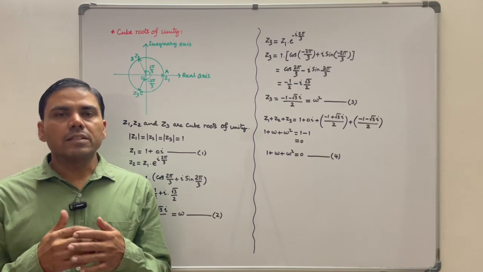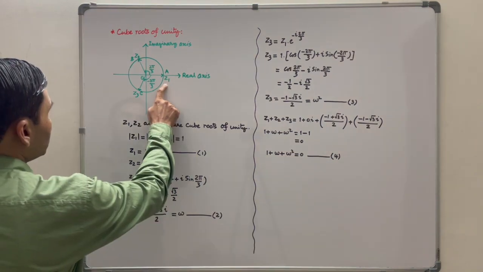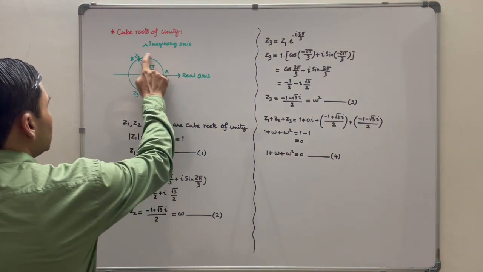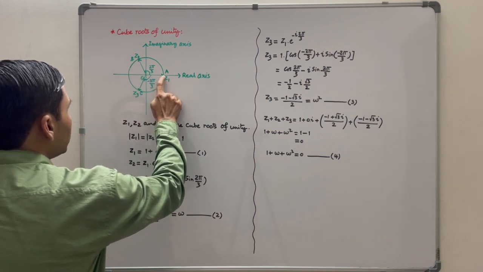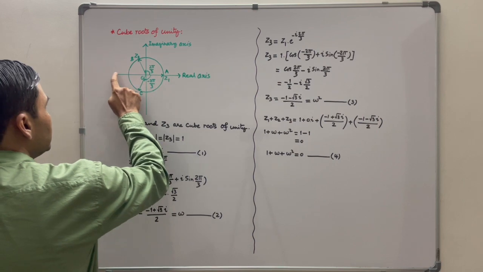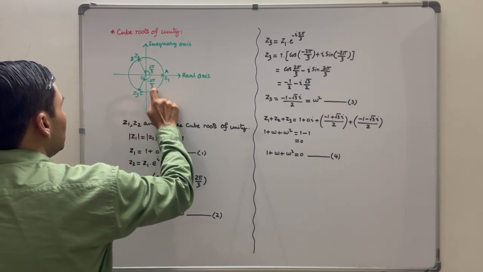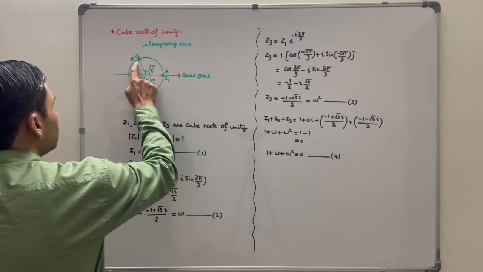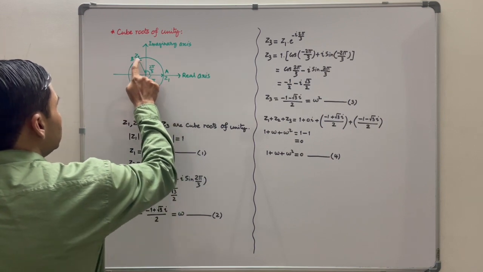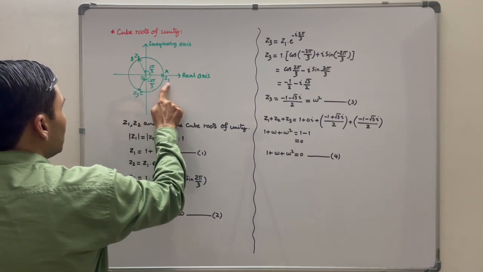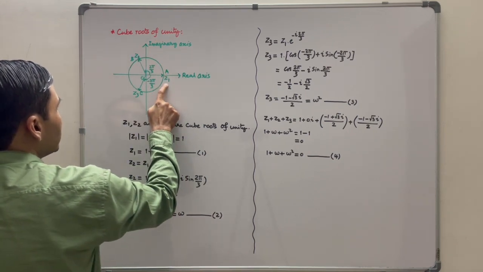It is a specific case of n roots of unity with n equal to 3. This is a complex plane. Draw a circle with center at origin and radius of 1 unit. Mark this point as A, where this circle intersects the real axis. Now divide this circle into 3 equal parts. Mark these points as B and C. They represent complex numbers Z1, Z2 and Z3. These complex numbers are called cube roots of unity. We will figure them out.